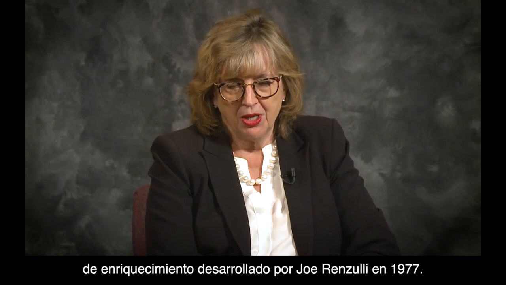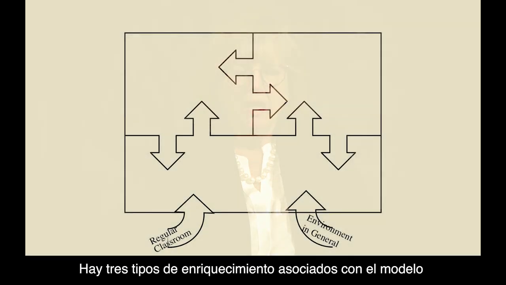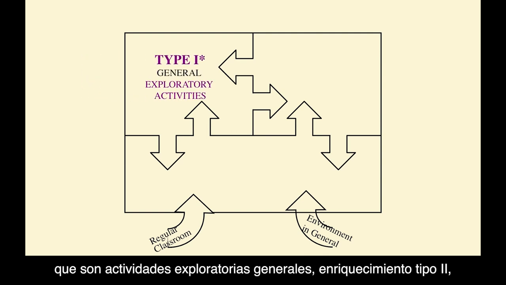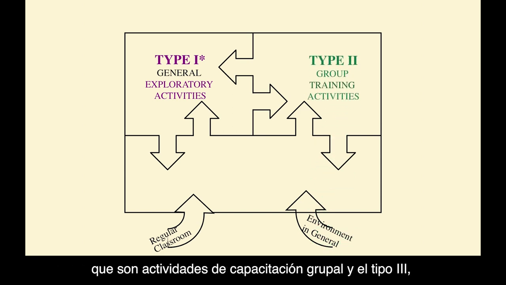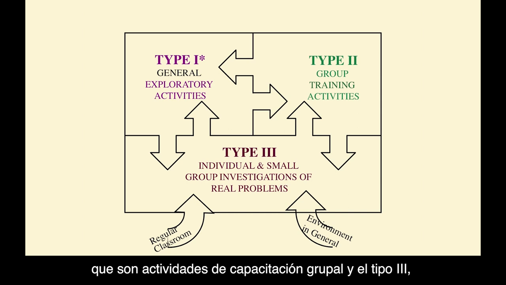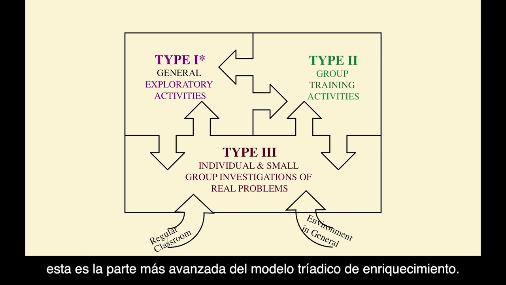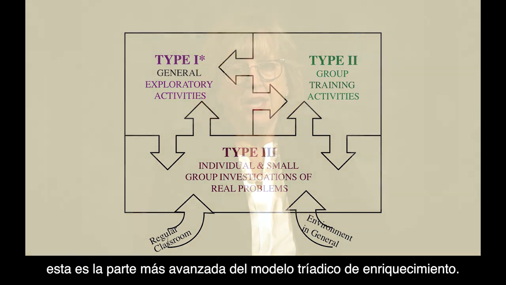the enrichment triad model. Developed by Joe Renzulli in 1977, there are three types of enrichment associated with the enrichment triad model. Type 1 enrichment, which is general exploratory activities. Type 2 enrichment, which is group training activities. And type 3, or individual and small group investigations of real problems. That is the most advanced part of the enrichment triad model.